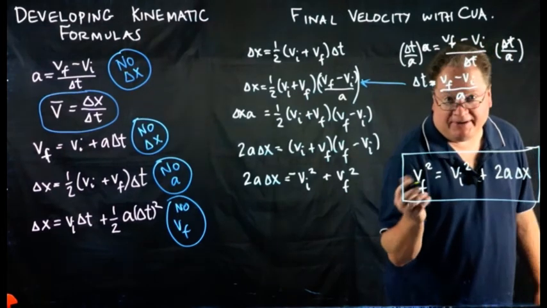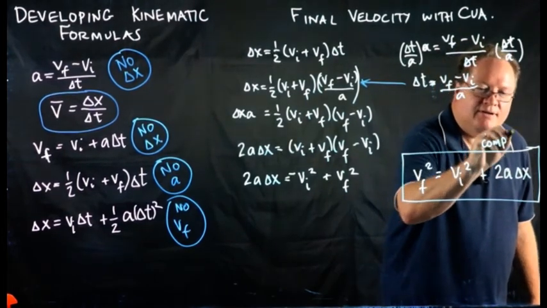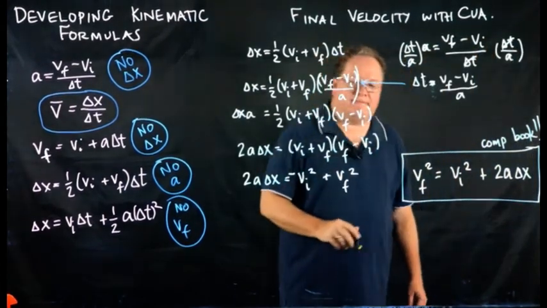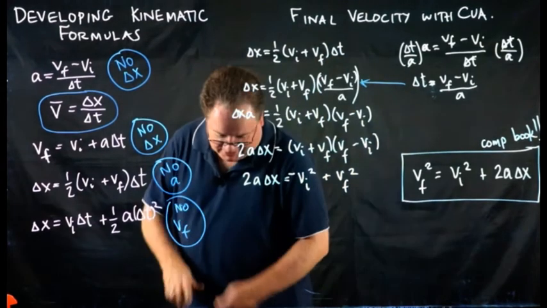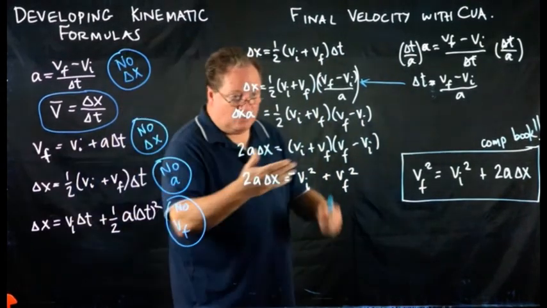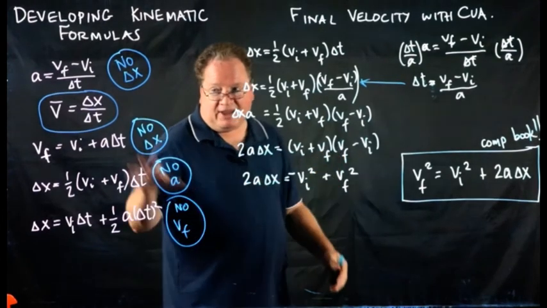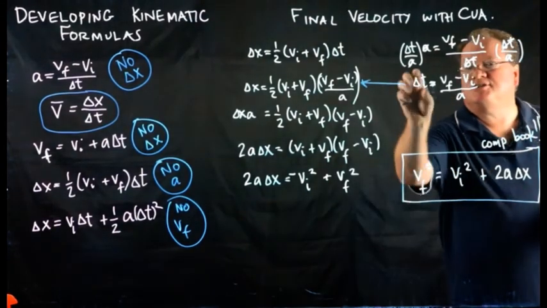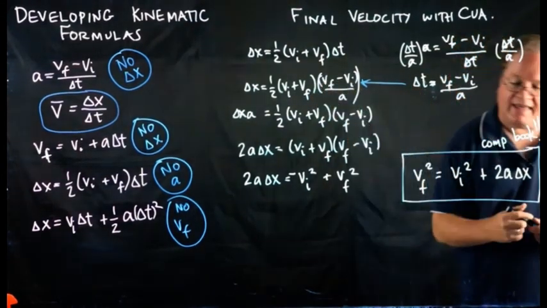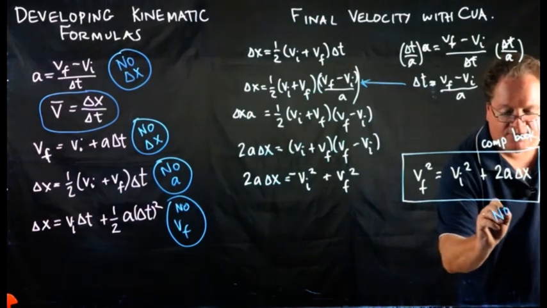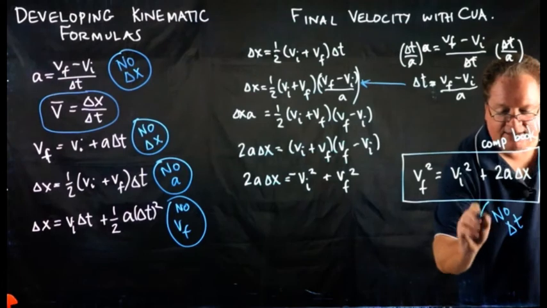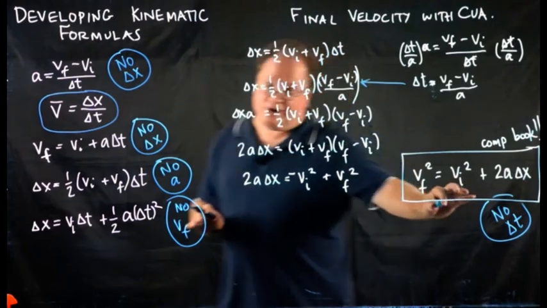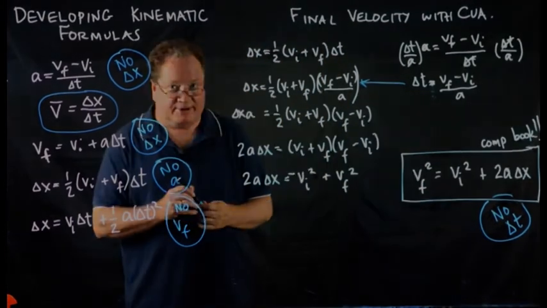Guess where this is going? Back of your comp. This is your back of your comp. Now, most importantly to me is, what did I get rid of? Which of the 5 variables did we get rid of here? Well, if you just look for what I substituted for, delta t. That's what's missing. So this one has no delta t. You want to put that in the back of your comp with no delta t right next to it.